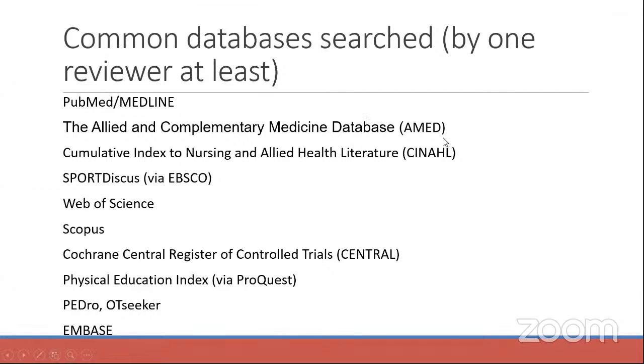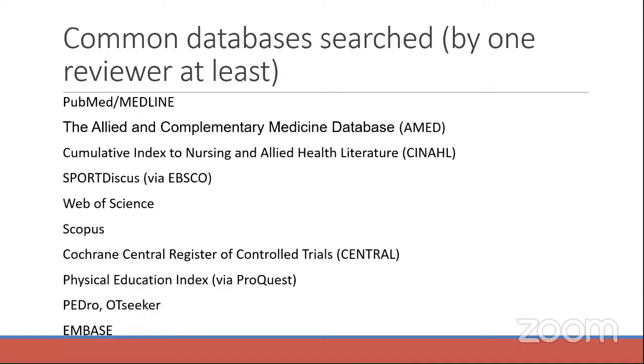The other databases include AMED, CINAHL, SPORTDiscus, Web of Science, Scopus, Cochrane Central, Physical Education Index, PEDro, OTseeker, Embase. So these are some of them. There might be much more. So these are commonly used databases, at least for healthcare professionals. And you can see certain ones like EBSCO, ProQuest, Ovid SP. These are platforms rather than databases. So these platforms will have more than one database nested in them.